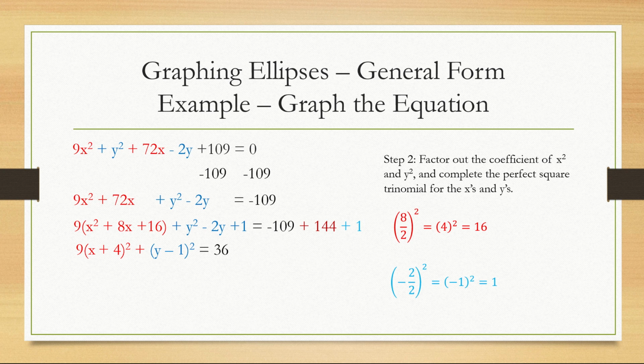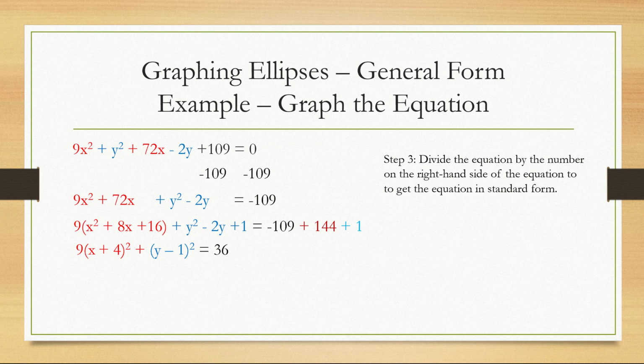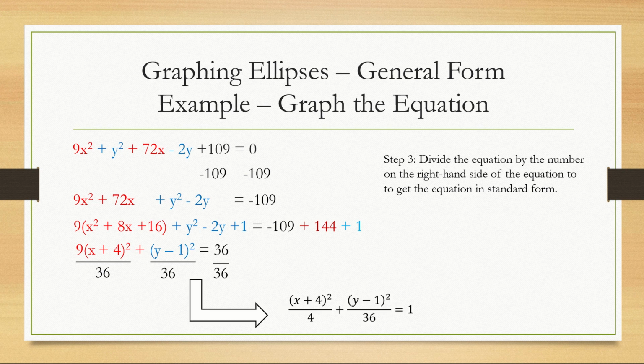All right, so if you remember the standard form of the equation of an ellipse, the right-hand side was 1. So what we need to do for step 3 is divide the equation by the number on the right-hand side of the equation to get the equation in standard form, okay? So in this case, that means we divide everything by 36, and we get this, okay?